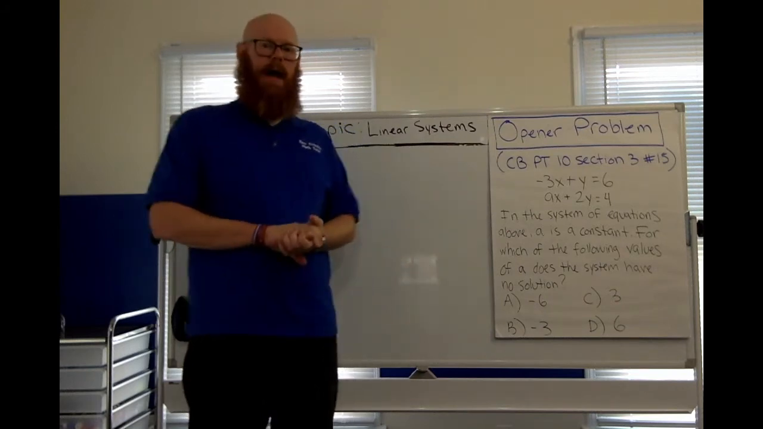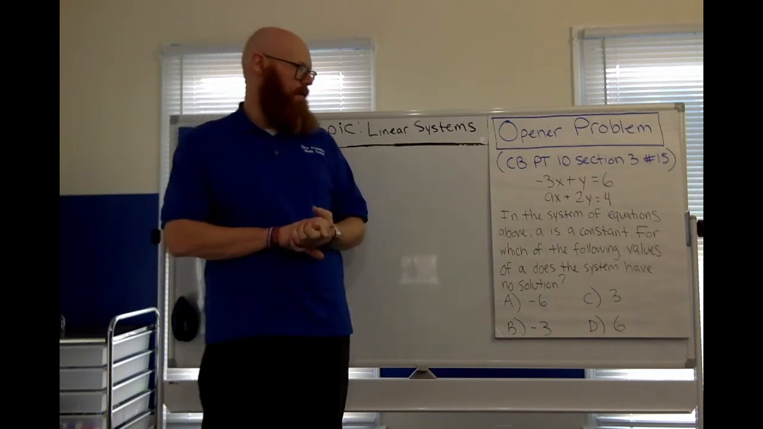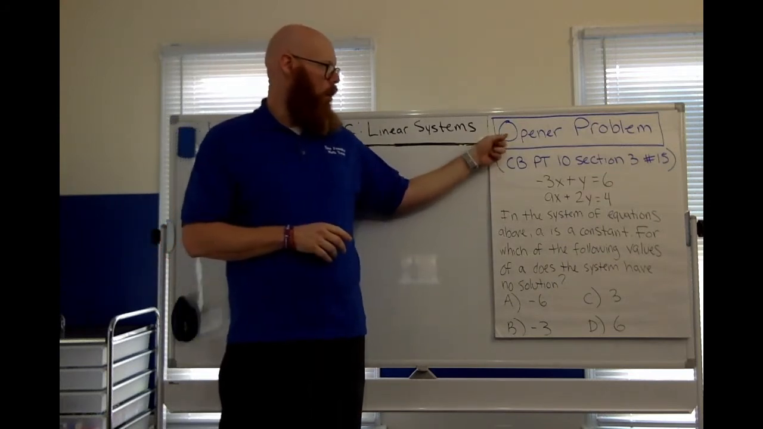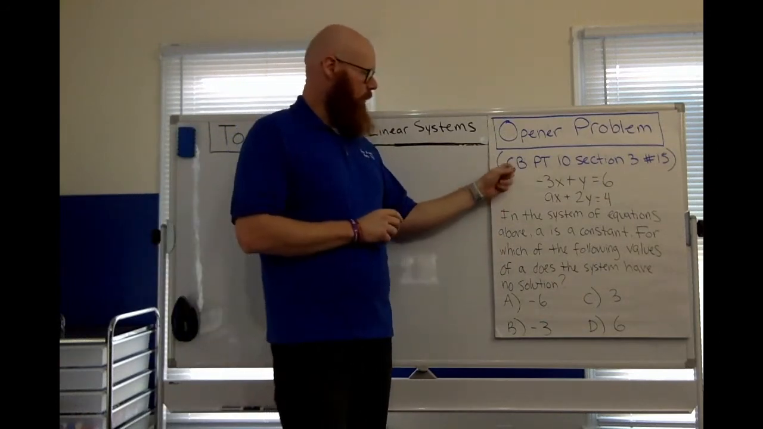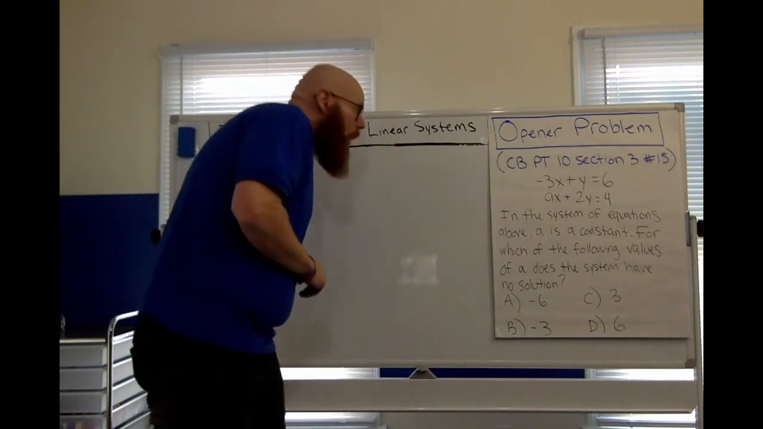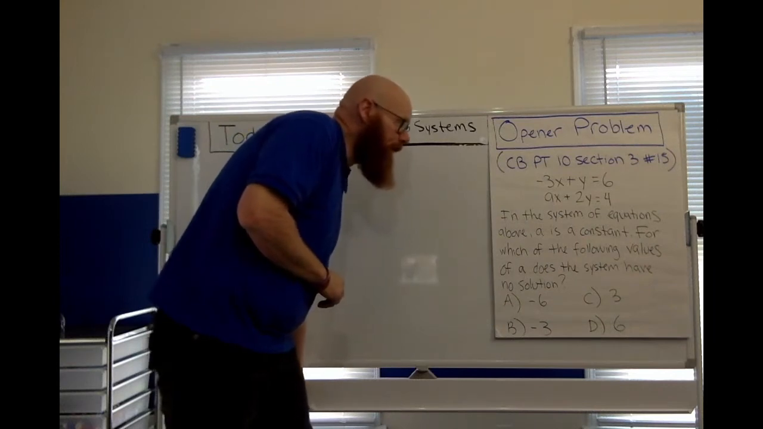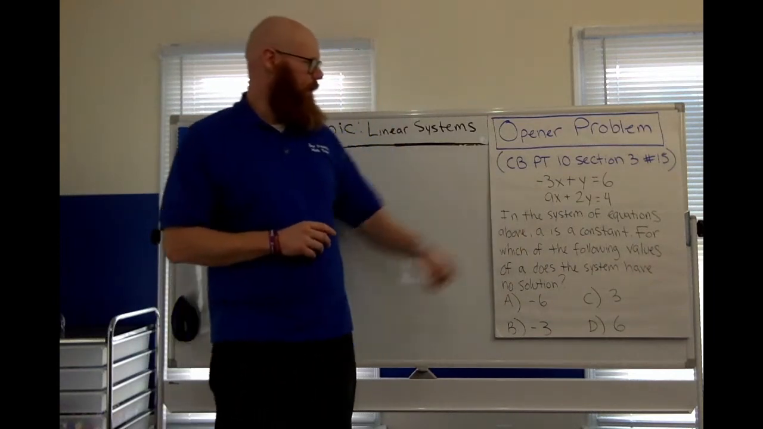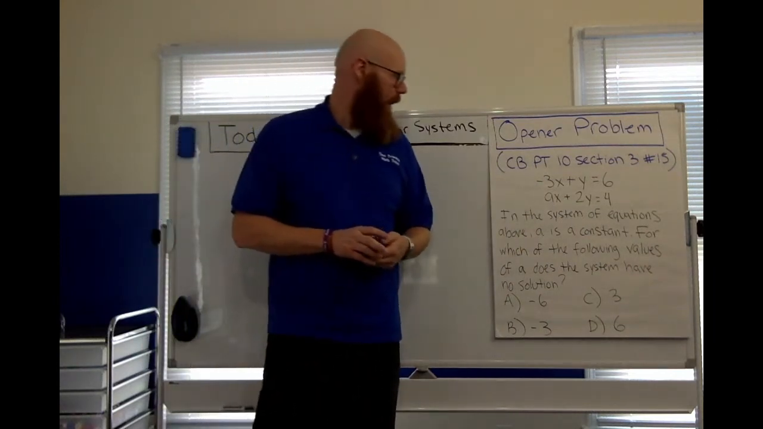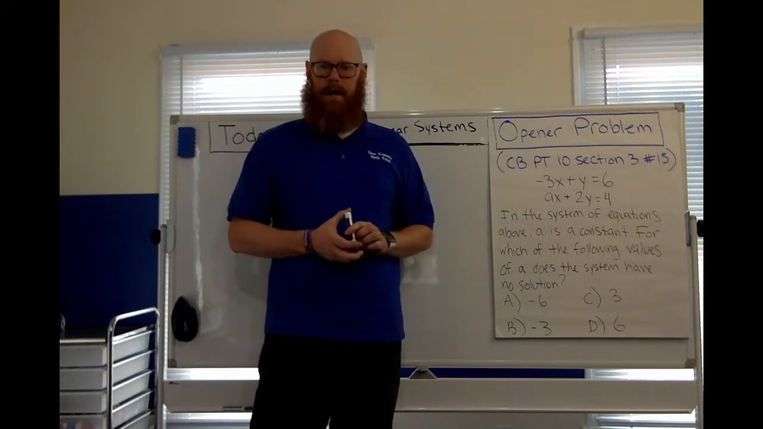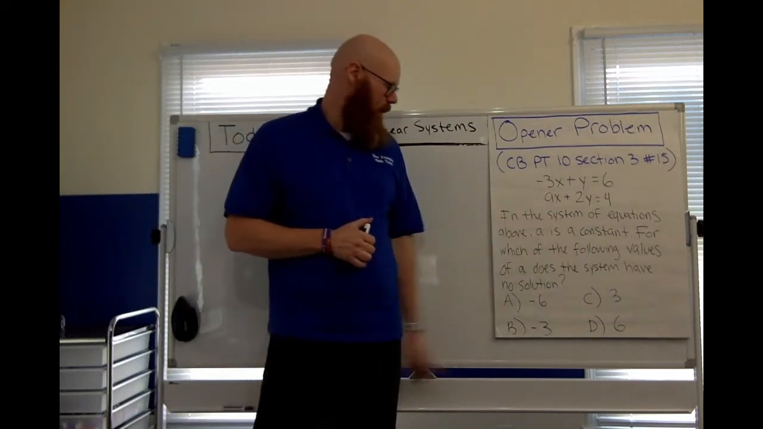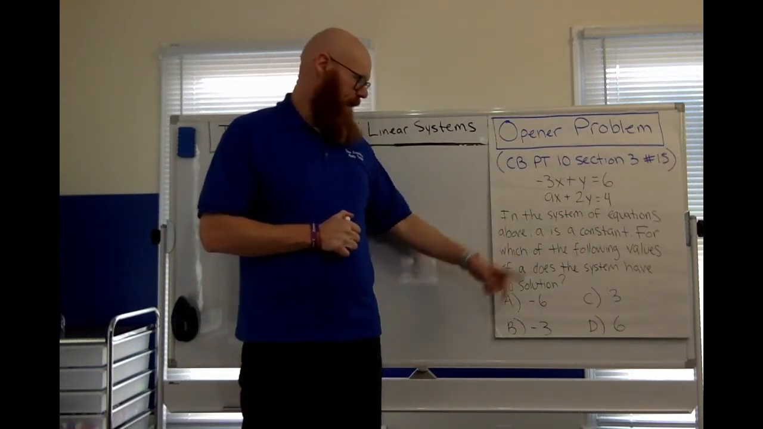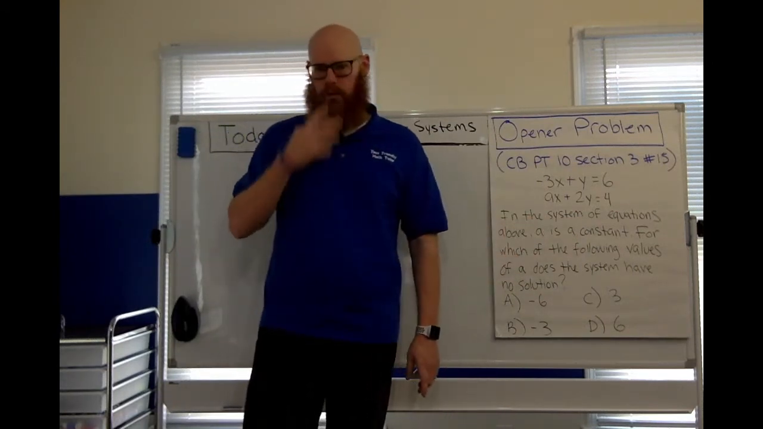All right. So now to today's actual lesson on our opener problem. This one is from College Board Practice Test 10, Section 3, number 15. It gives us a linear system: negative 3x plus y equals 6, and ax plus 2y equals 4. In the system of equations above, a is a constant. For which of the following values of a does the system have no solution?